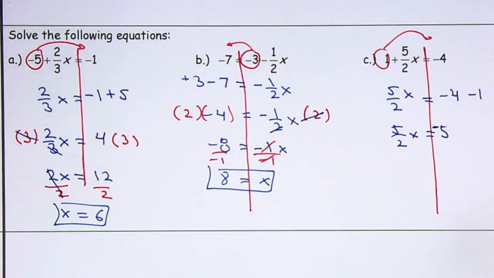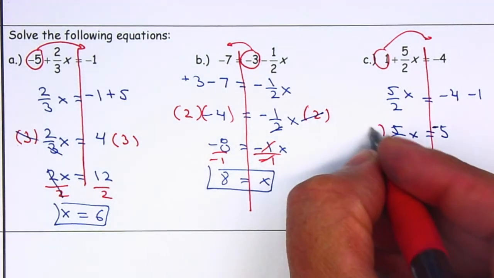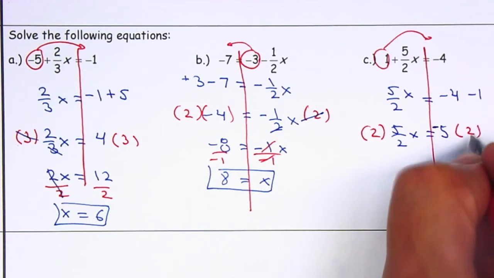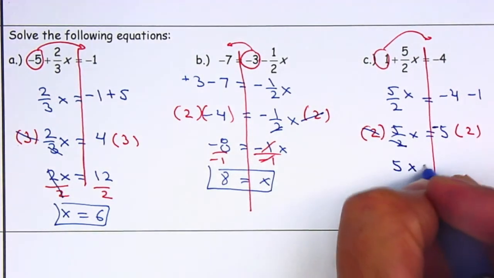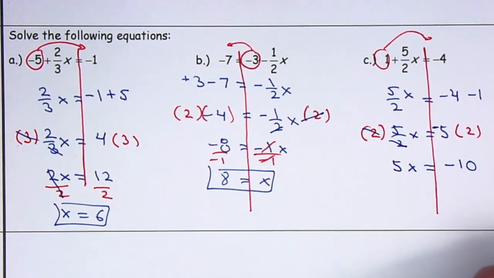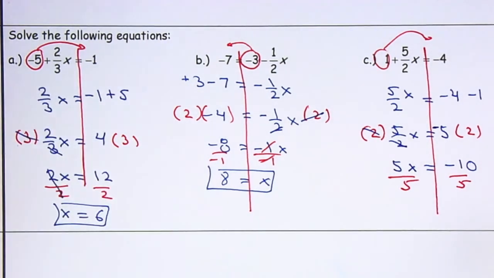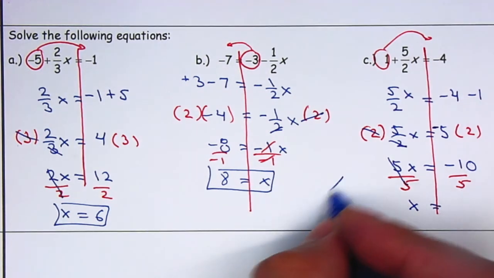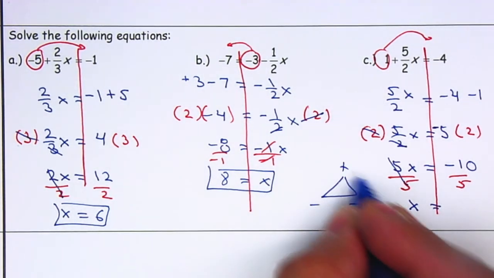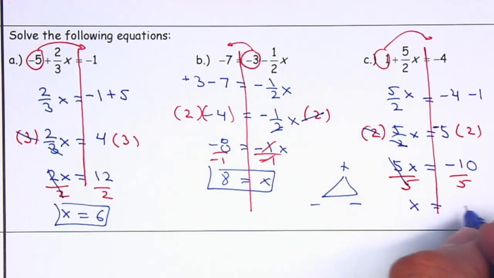Now I want to get rid of the denominator. There's a 2 on the denominator, so I'll multiply by 2. The 2 and the 2 will cancel, so we just have 5x is equal to negative 10. My last step is to divide by positive 5. That will cancel, so x is equal to, remember you are dividing, so you are using your triangle. A negative and a positive will be a negative 2.